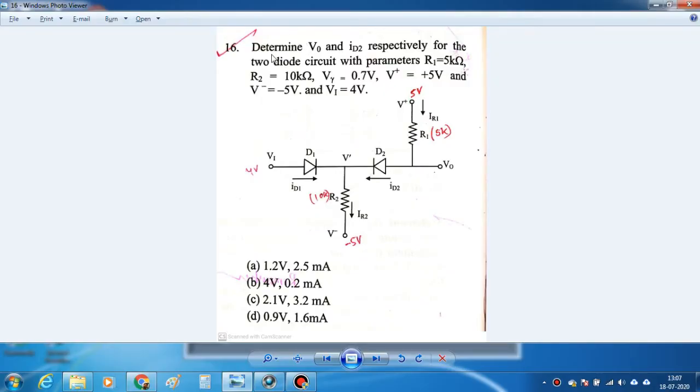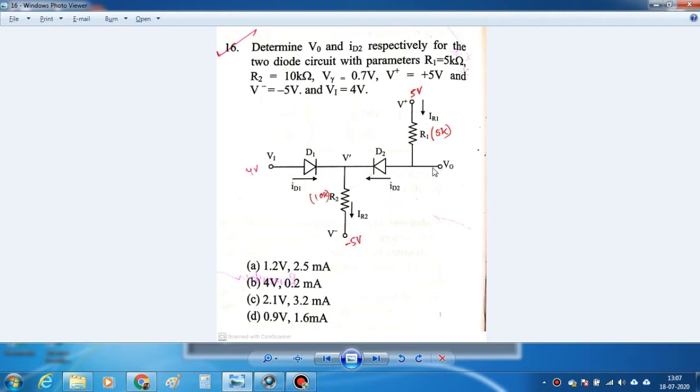So you can see the question: determine V out and ID2 respectively for the two diode circuit with parameters R1 5 kilo ohms and R2 10 kilo ohms, and V gamma, that is cut-in voltage, is 0.7 volt, and V plus is 5 volt, and V minus is minus 5 volt, and Vi is 4 volt. Okay, so this is Vi, this is V plus, this is V minus. And you have to determine this current ID2 as well as this output voltage.